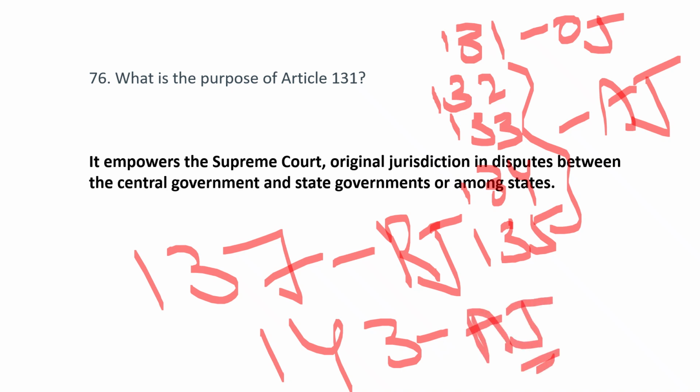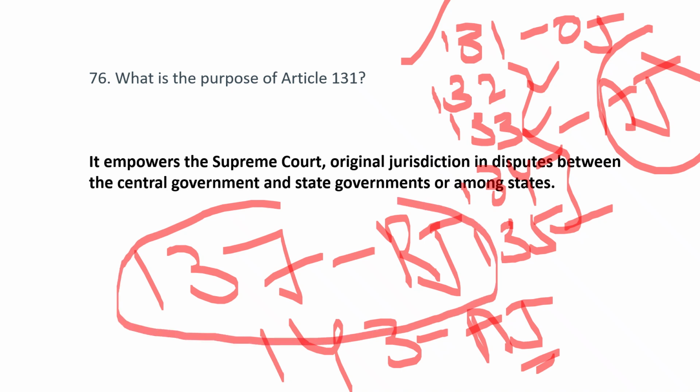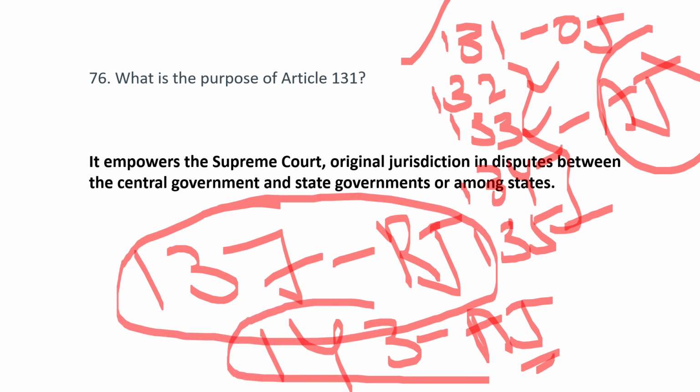Article 131, original jurisdiction of the Supreme Court. Articles 132, 133, 134 and 135 come under appellate jurisdiction. Article 137 is the review jurisdiction of the Supreme Court. And Article 143 of the Indian Constitution is nothing but the advisory jurisdiction of the Supreme Court. Next question.